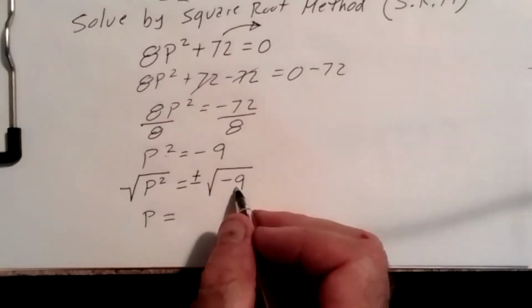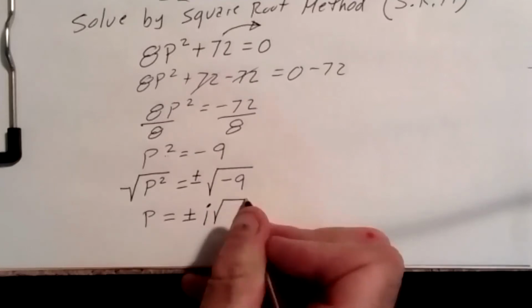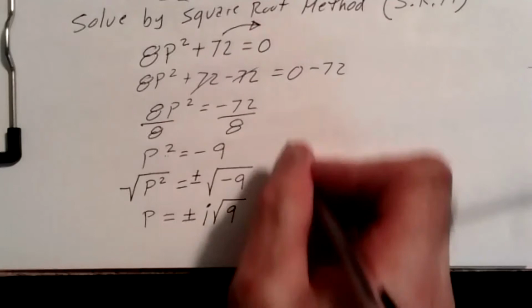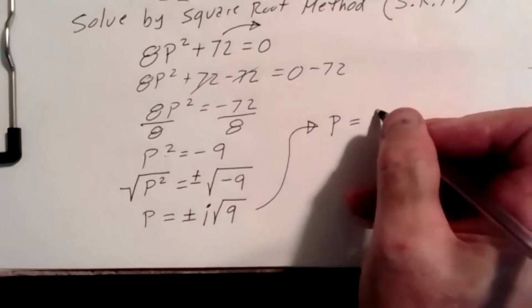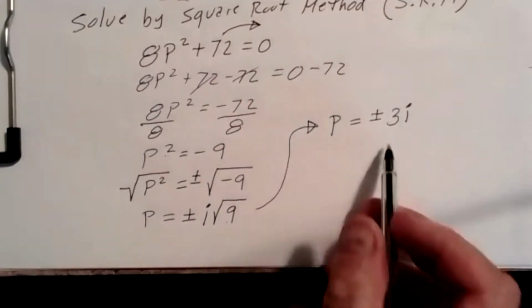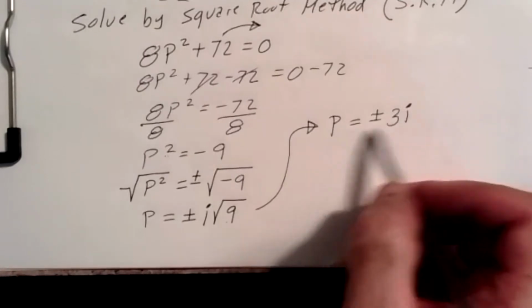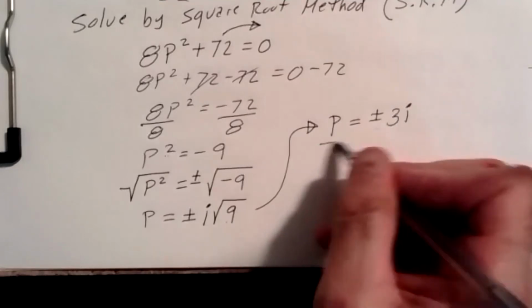Since we have a negative underneath our square root, we extract what? i times the square root of positive 9. So therefore, our two solutions to this quadratic equation for p are going to be plus or minus 3 what? i. Square root of 9 is 3. Ladies and gentlemen, these solutions to this quadratic equation are not real solutions. They're complex conjugate solutions. These are your solutions.